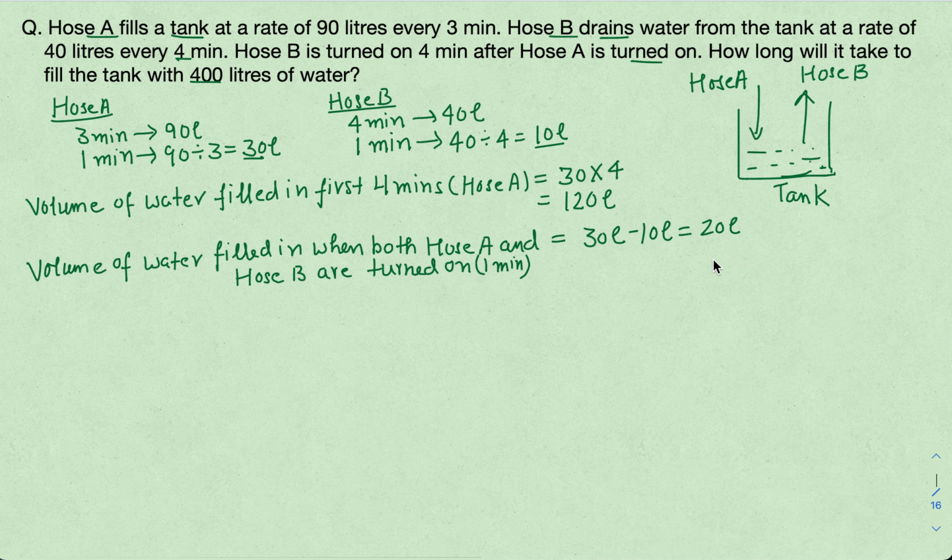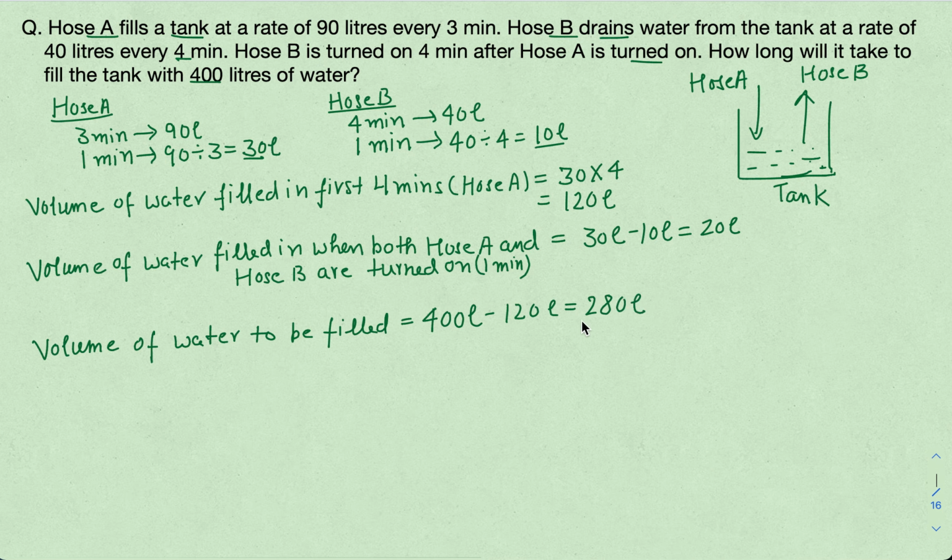Now, since we know that every minute 20 liters of water is coming in, and how much we need to fill, it's 400. But out of 400 liters, we have already filled 120 liters, right? So we should subtract this amount first. So let's do that. We can write it as volume of water still to be filled, even after we have already filled 120 liters, is 400 liters minus 120 liters. It will give us 280 liters, right?